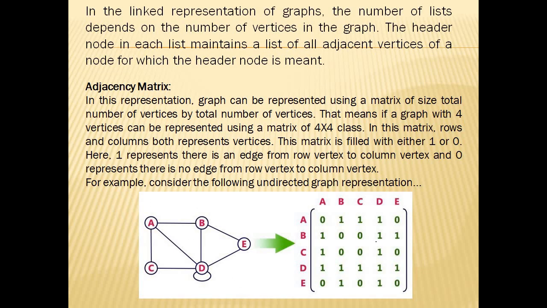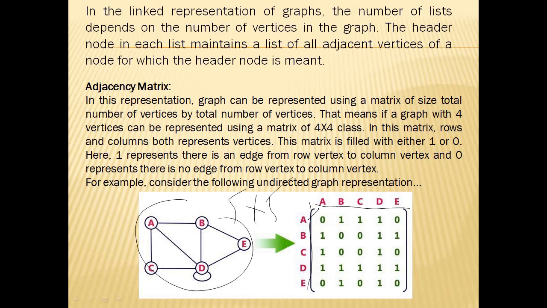Next, the adjacency matrix. It is one of the ways of representing a graph. Here the matrix is number of vertices by number of vertices. Here I have 5 vertices, so we will create a 5 by 5 matrix, labeled with vertices. The matrix is filled as follows: if a particular vertex to another particular vertex is adjacent, then we fill it with 1. Otherwise we fill it with 0.